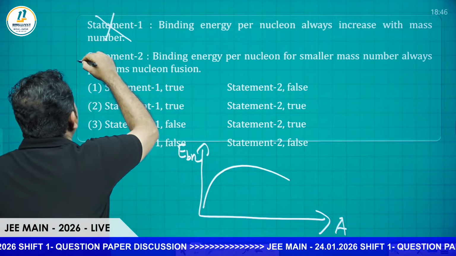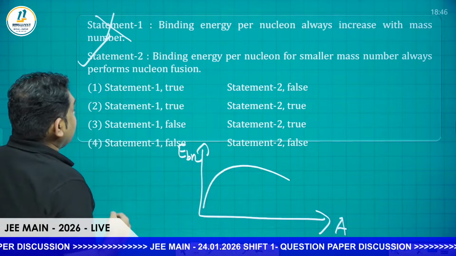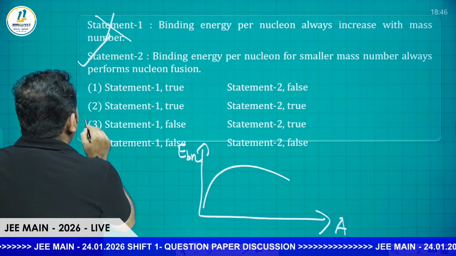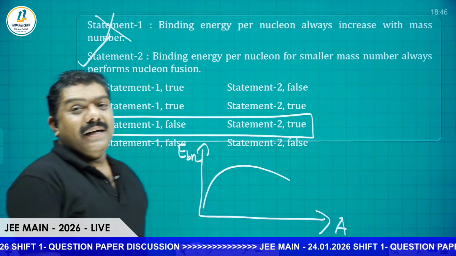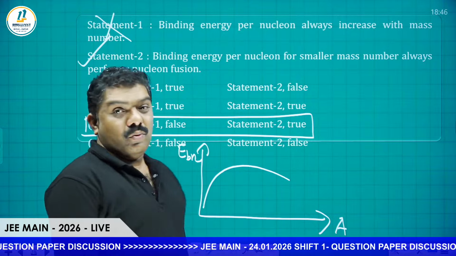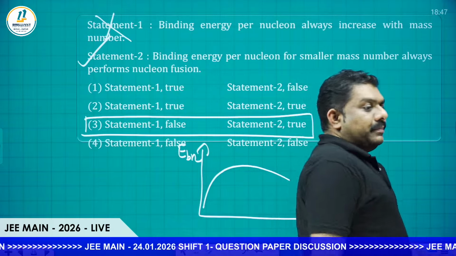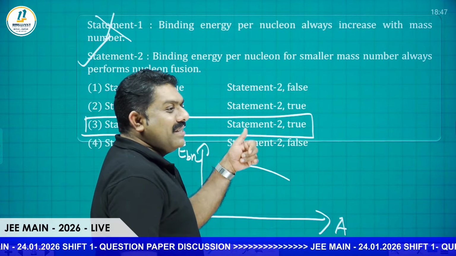So statement 2 is right. So we can say statement 1 is false and statement 2 is right, means option 3 is the right one. Statement 1 is false and statement 2 is true. So option 3 is the right one. Okay. Now the next one, not both false. So we can say statement 2 is right.